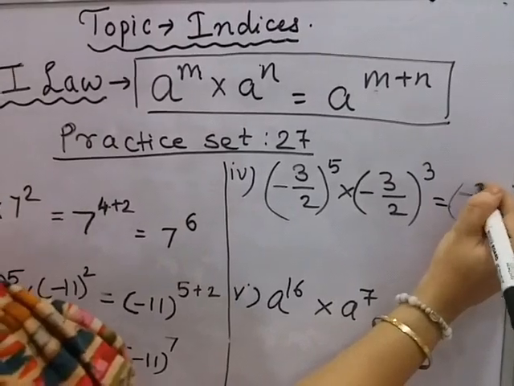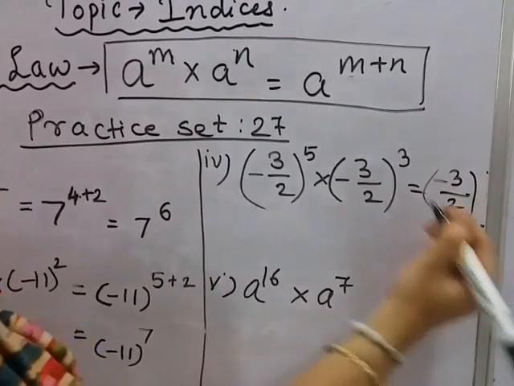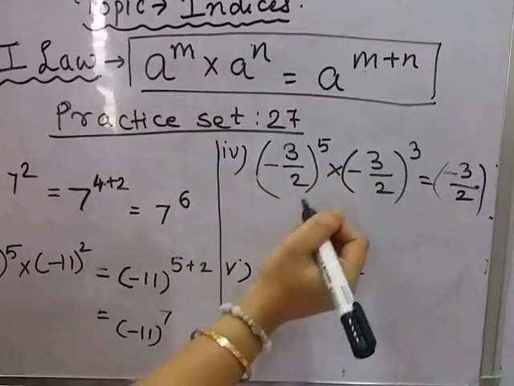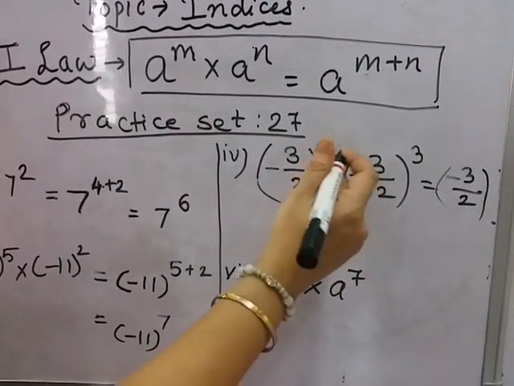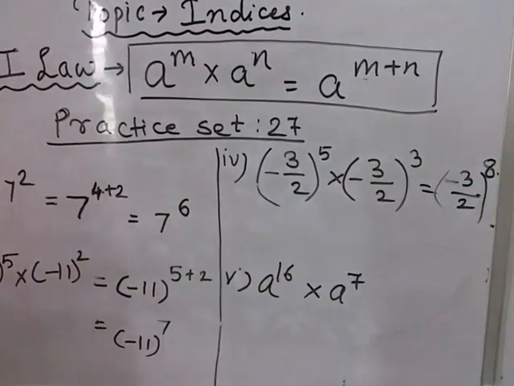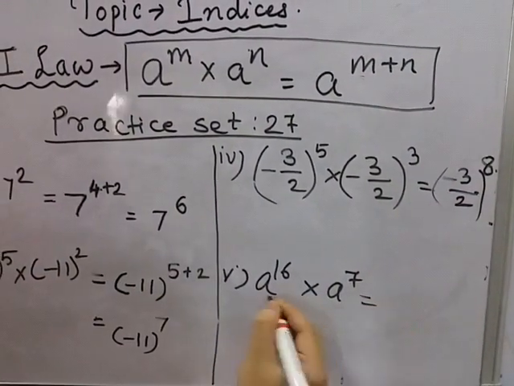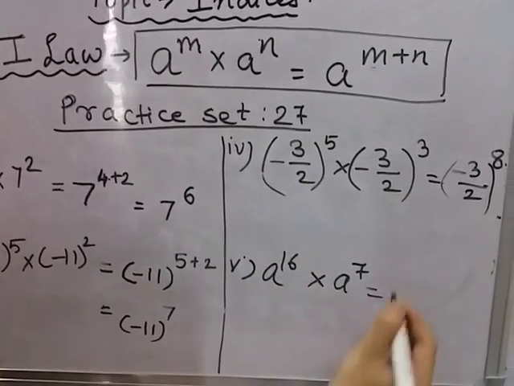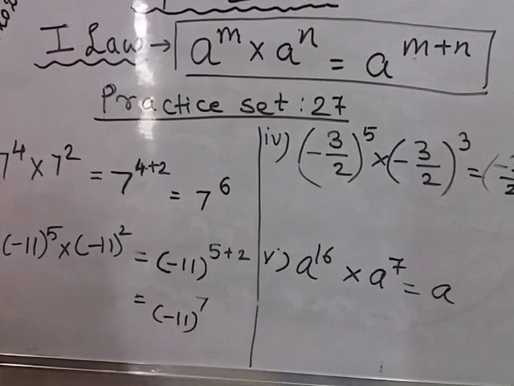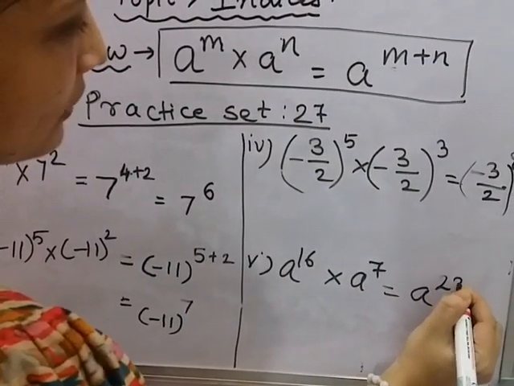What is the base over here? Negative 3 upon 2. Here, student, don't forget to put this negative sign. So negative 3 upon 2. And what are the index? 5 and 3. So what answer will we get? Yes, it is 8. Let's take the last one. A raised to 16 into a raised to 7. Tell me the answer, student. A raised to, yes, it is 23.